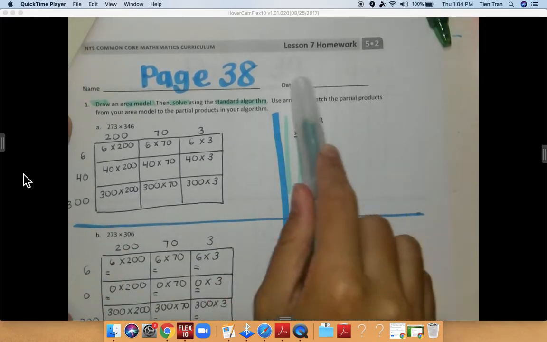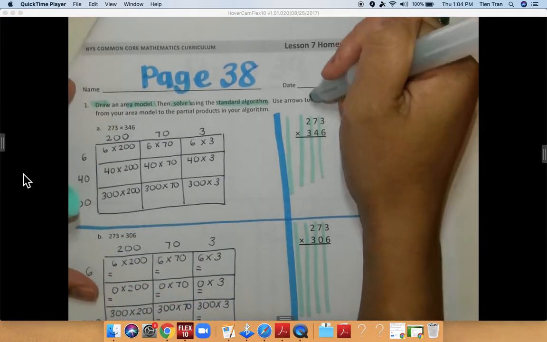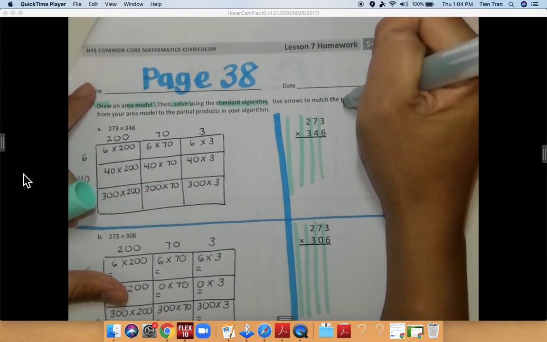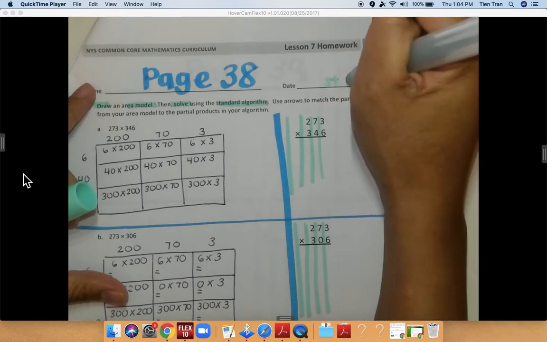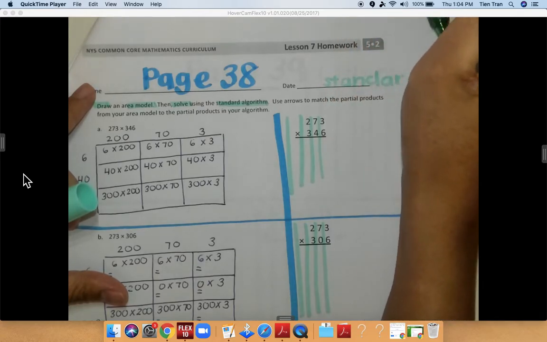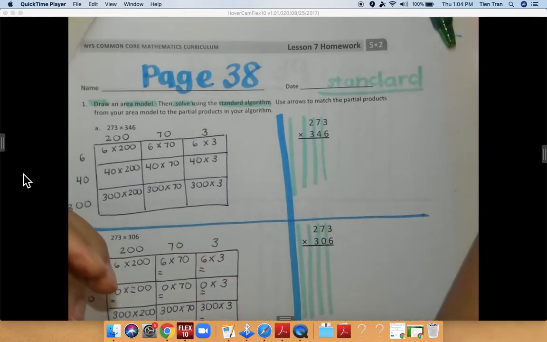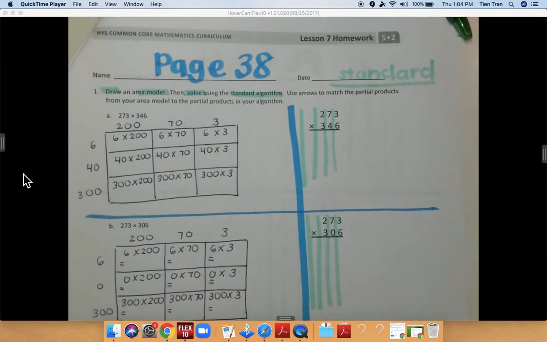This is called the standard algorithm. So the one that we do with the multiplication sign and the long division, that's what they call the standard algorithm because that is the common way that most people learn it. And the area model is kind of visual, so you can see where all the numbers are, and you've seen it in decimals in the last problem.